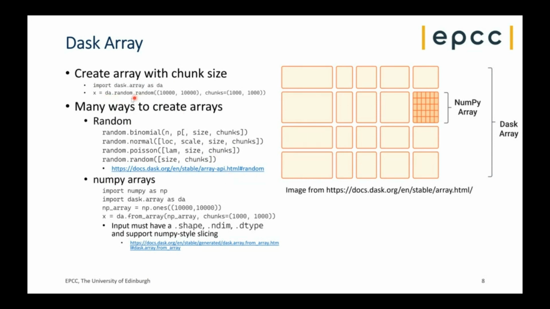Here's an example of creating a random array using the Dask random module with a random function. I'm creating a 10,000 by 10,000 array, and I specify I want to split it up into chunks of 1,000 by 1,000. So this bit here at the end is what would be different than if you're just doing normal NumPy, adding the chunks in. You have to tell Dask, here's some data, this is how you split it up across the workers.